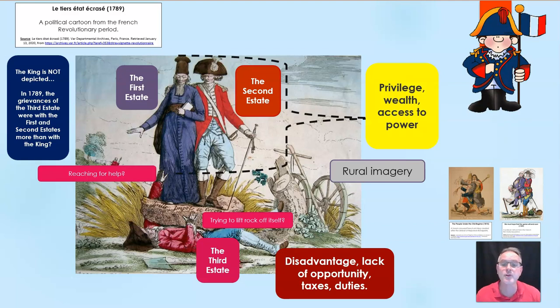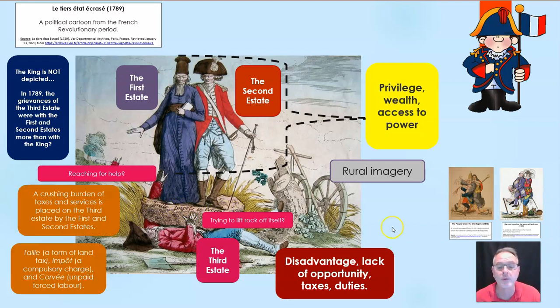Let's take one step further. The positioning of the various characters and estates within this artwork indicate that the upper, the privileged, the wealthy, have access to power, and are weighing down the disadvantaged. It's weighing down the third estate into a state where they lack opportunity, where they're required to pay taxes and duties. And those taxes, duties, and services are all laid out here on the rock.